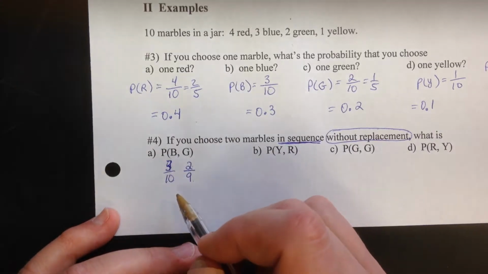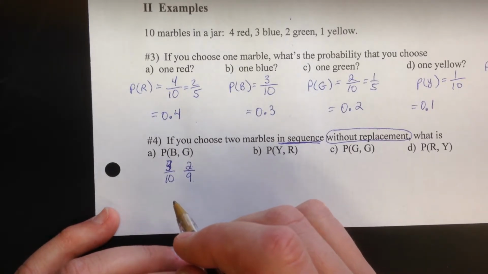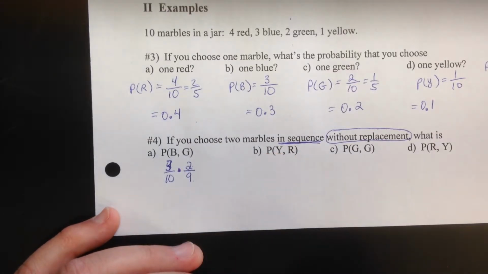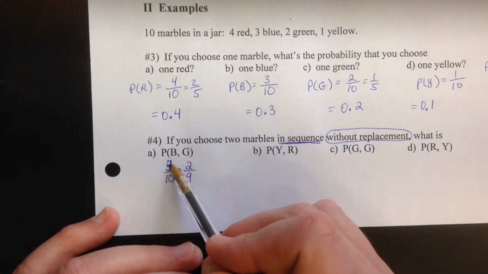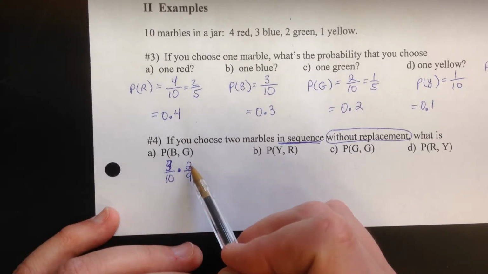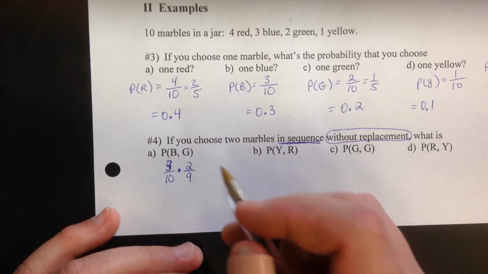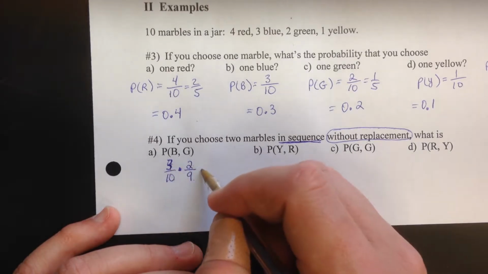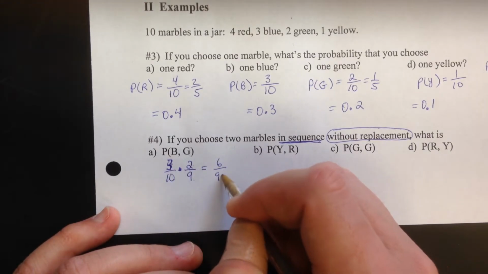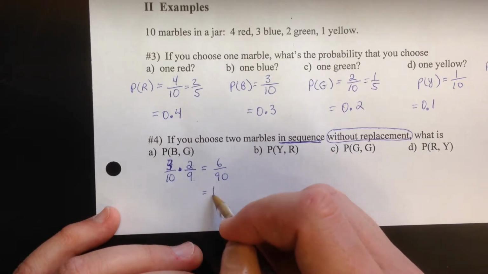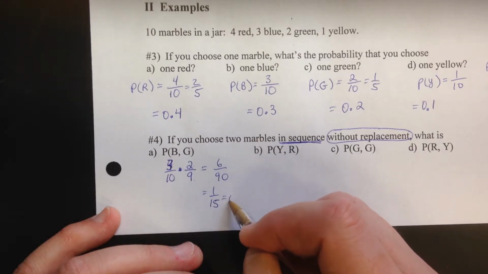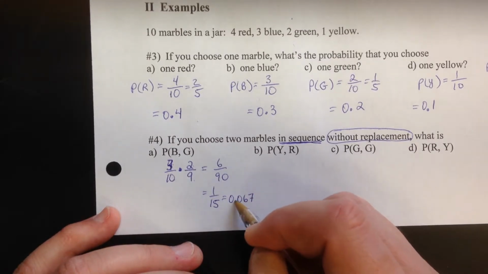Now if you think back to the counting principle, the number of ways of doing something, what you do is you multiply your values at the end. So I take the probability of blue, and I multiply that by the probability of then picking a green. You can multiply the tops of the fractions, the numerators, you get 6 over 90, which you can then reduce, and what you get is 1 out of 15, which is approximately 0.067, so about 6.7%.